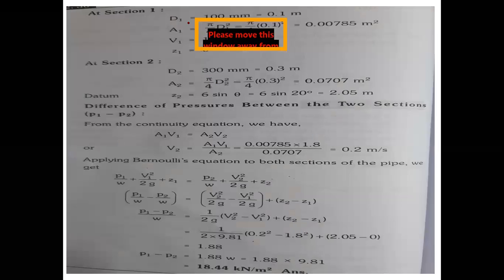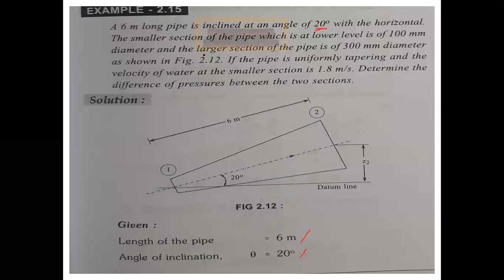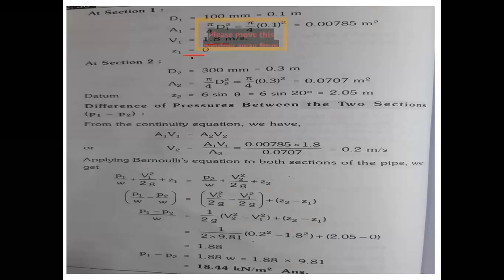Now at section 1, D1 is equal to 100 mm, that is 0.1 m. After getting D1, find the area A1. Next, V1 is equal to 1.8 meters per second. Z1 is equal to 0, so at section 1, Z1 is equal to 0. Now at section 2, D2 is equal to 300 mm is given. Find A2. Therefore, what is Z2 here?